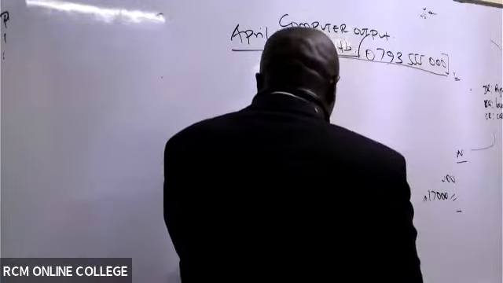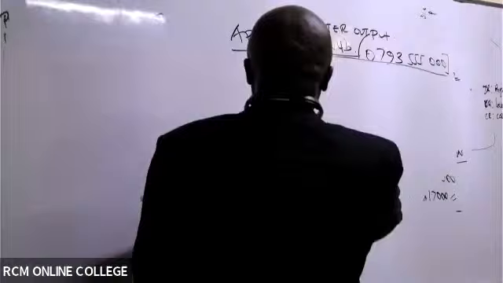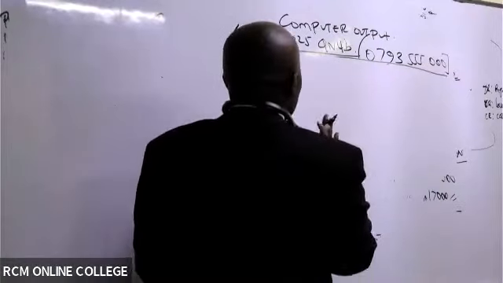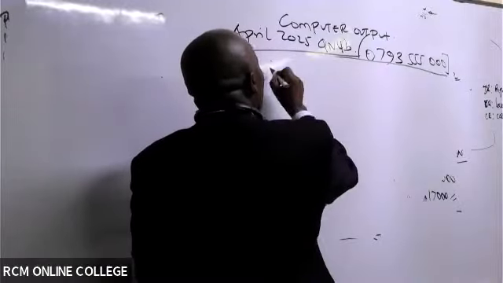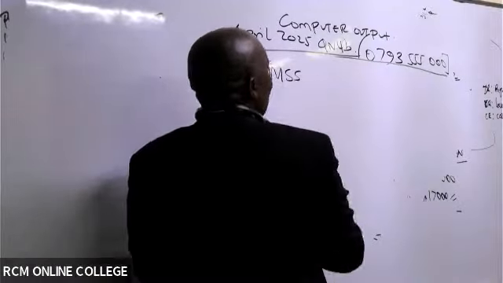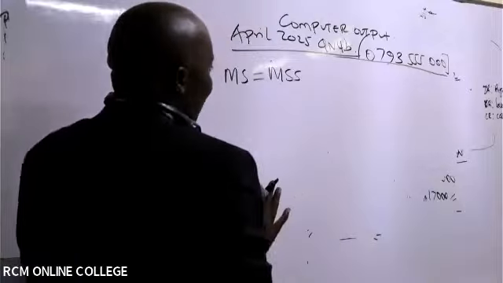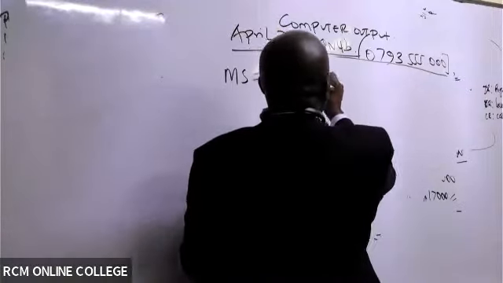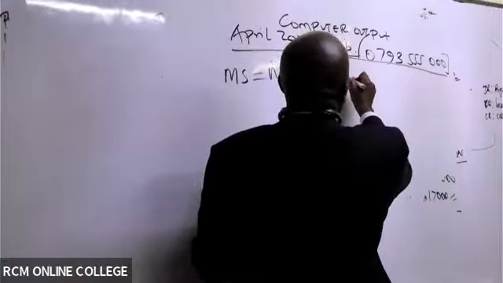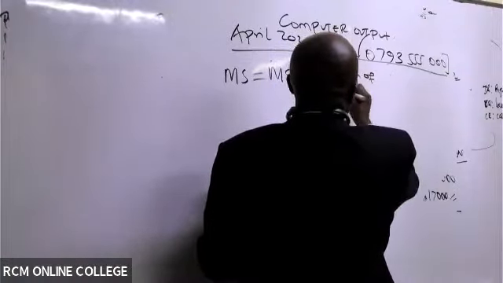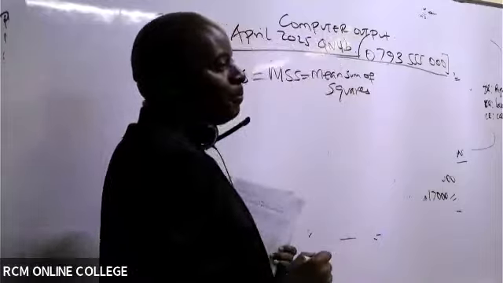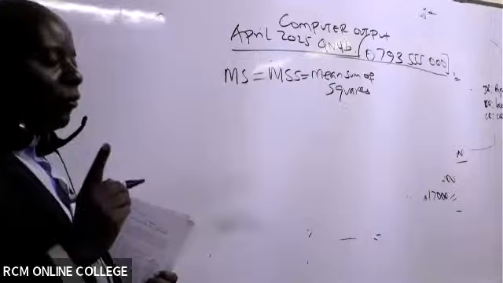Under analysis of variances, I have what they're calling MS. Actually, they wrote this wrongly. It should be MSS, that is the proper way of writing it. And this MSS stands for mean sum of squares.